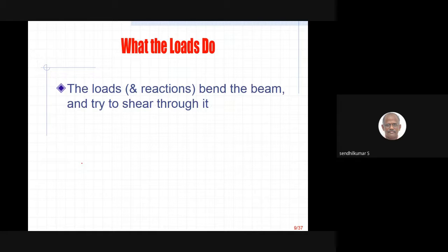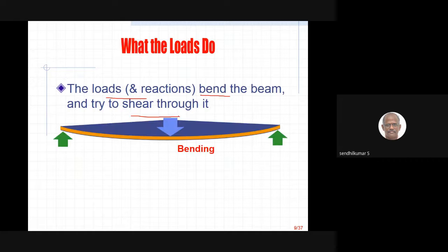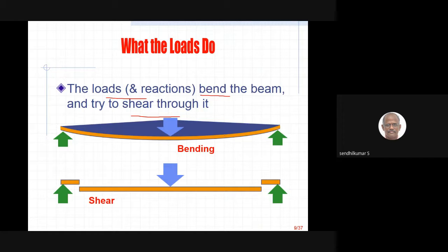What will the loads do to the beam? The loads bend the beam and try to shear it. This is what you can see: due to the application of the load, the bending which takes place. And this is the shear which can take place.